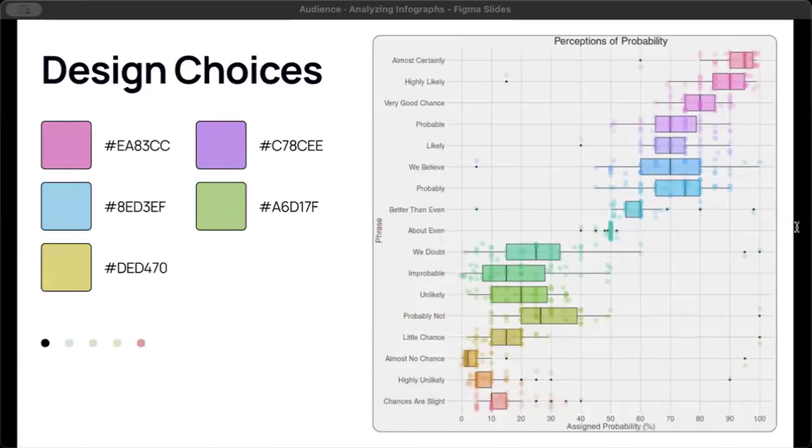The author uses color to differentiate each probability phrase and box plots to show the distribution of assigned probabilities. Each dot represents an individual data point, providing a detailed look at variability in interpretation. This allows us to see not only the average interpretation of each phrase, but also the range of responses.